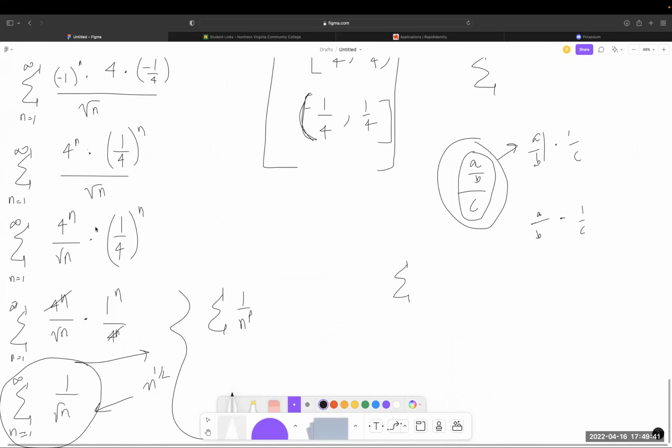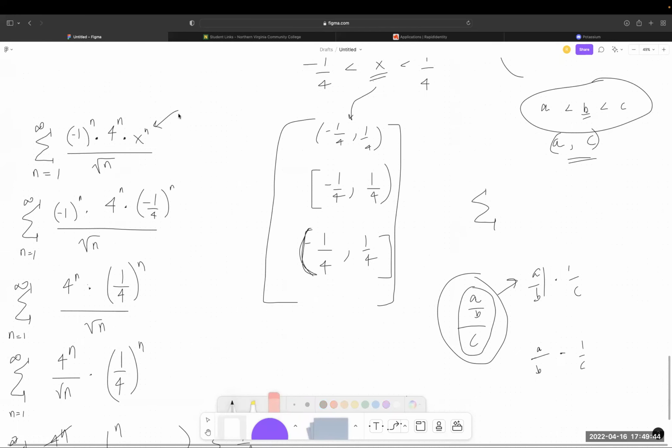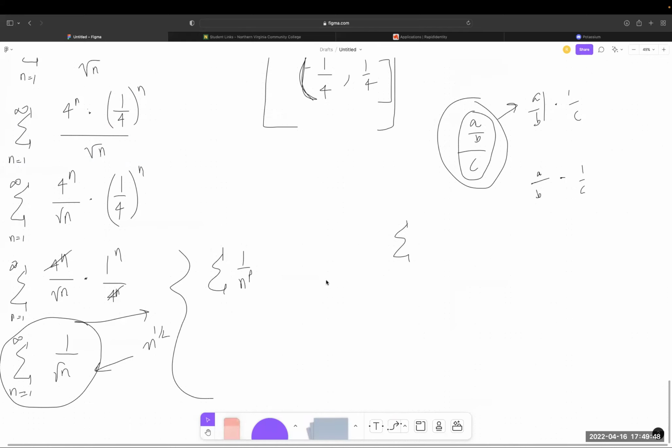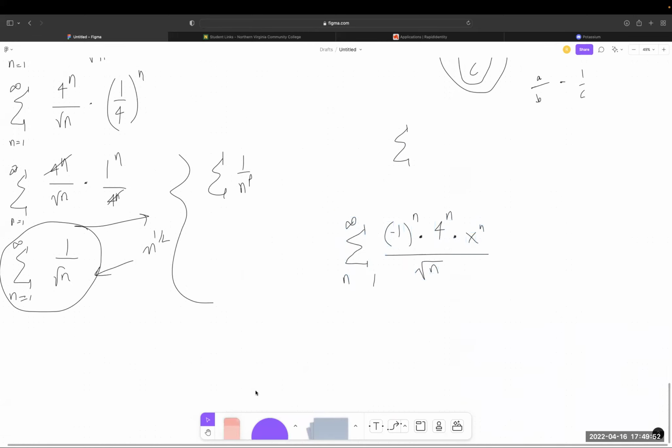Let's try the same process with 1/4. So we'll take the whole series in this case, and we will try to do much of the same thing. We'll try to plug in 1/4 this time.